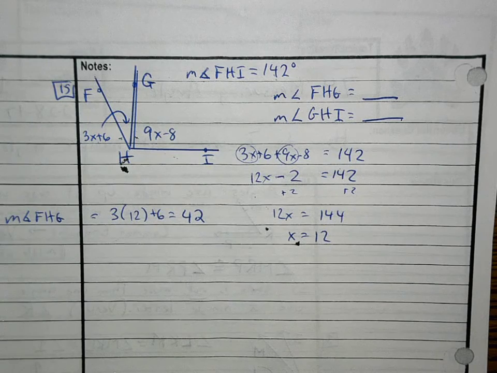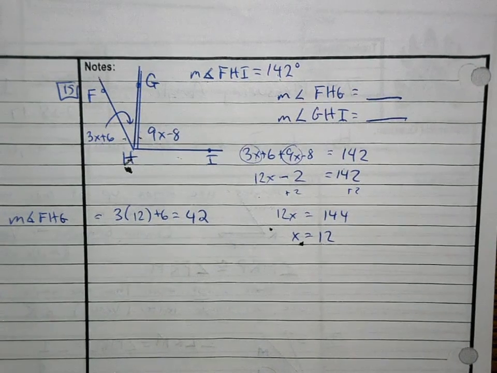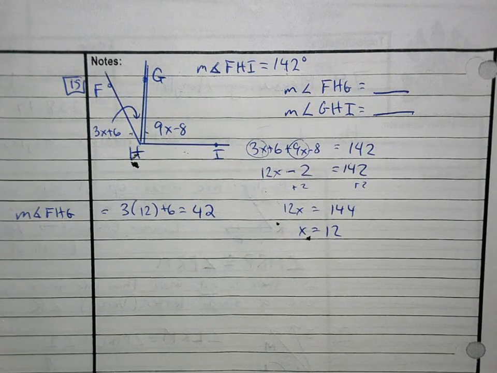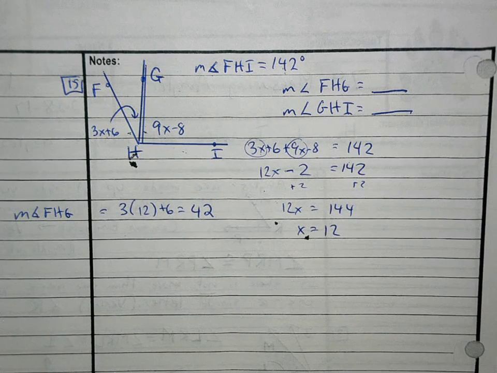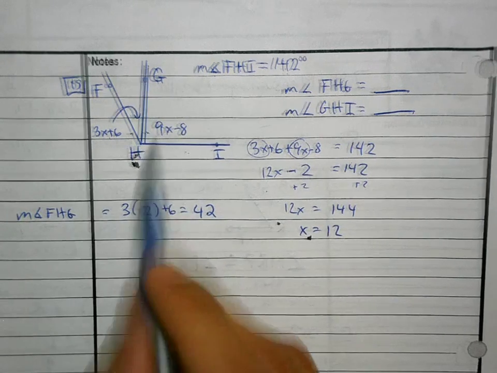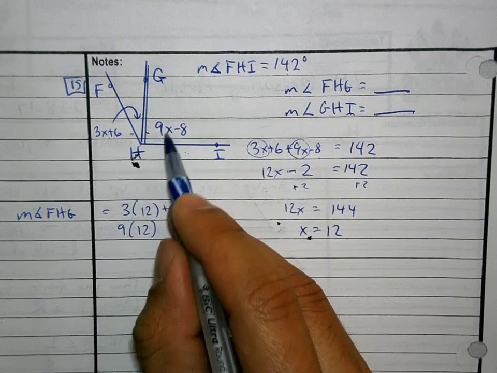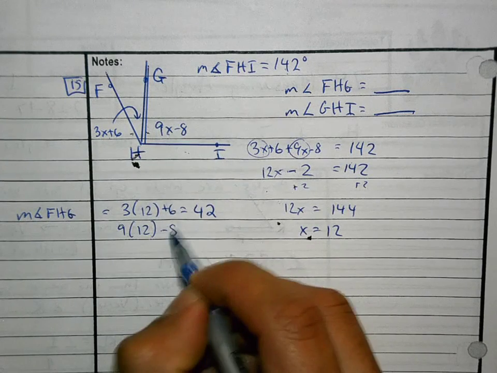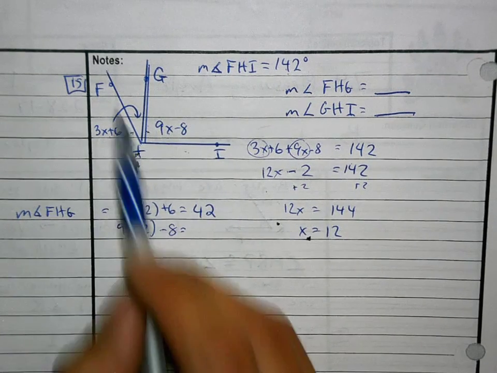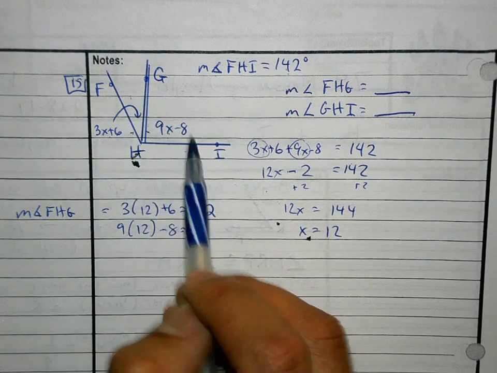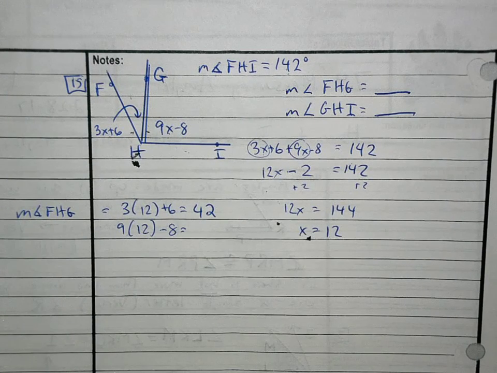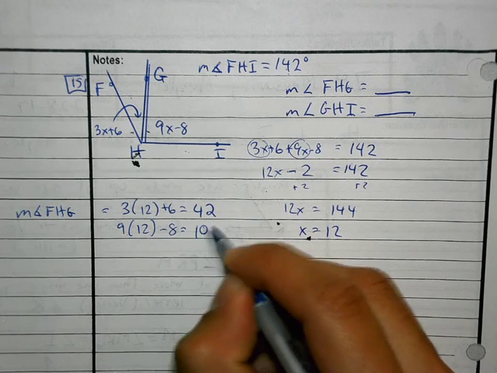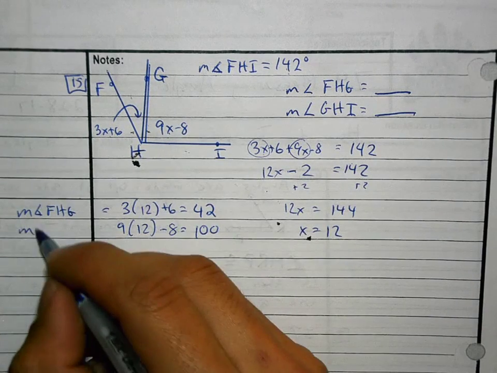And then GHI is whatever minus 8. Okay, Ray, don't shout it out, please. We've got to let people think. You can do one of two things. You can either plug in the 12 into that spot, 9 times 12 minus 8. Or, since you know that this angle's 42 and the whole thing's 142, could you figure it out that way too? What's this going to be anyways? It's going to be 100, is that right? And that's the measure of angle GHI.